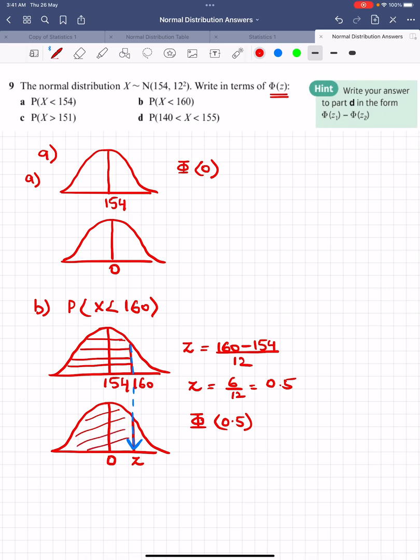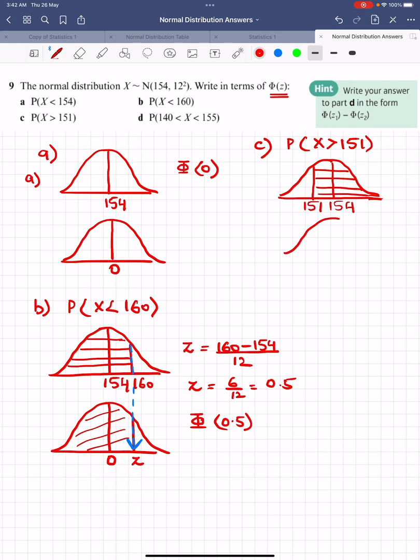Okay, moving on to part C. Probability that X is greater than 151. Mean is 154, so 151 will be to the left. Probability of greater than means it's the right side, the greater area under the curve. We map this onto a standard normal distribution curve.